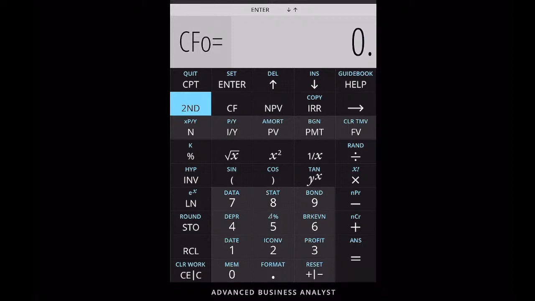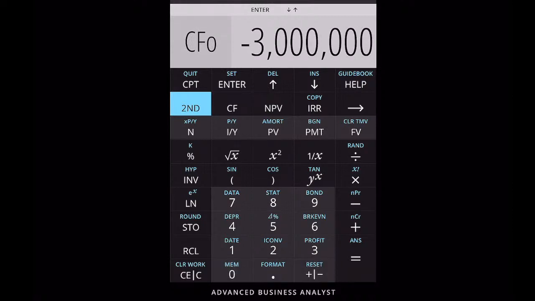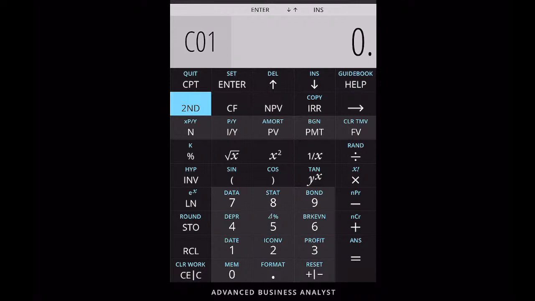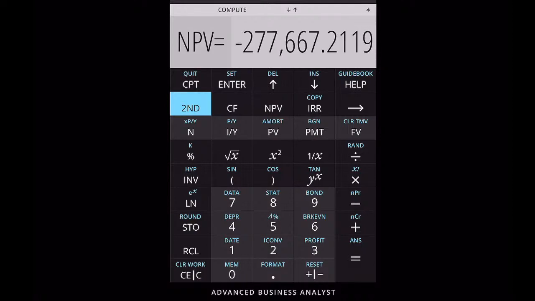Now I want to enter, doing this again, 3 million. And then I want to tell the calculator that there's going to be a 0, enter, down, but 4 times enter, down, and then just jump to the 4 million to be received. And I should get the same answer if I hit NPV, enter my interest, 8, enter, down, and ask it to compute NPV. I get the same answer.